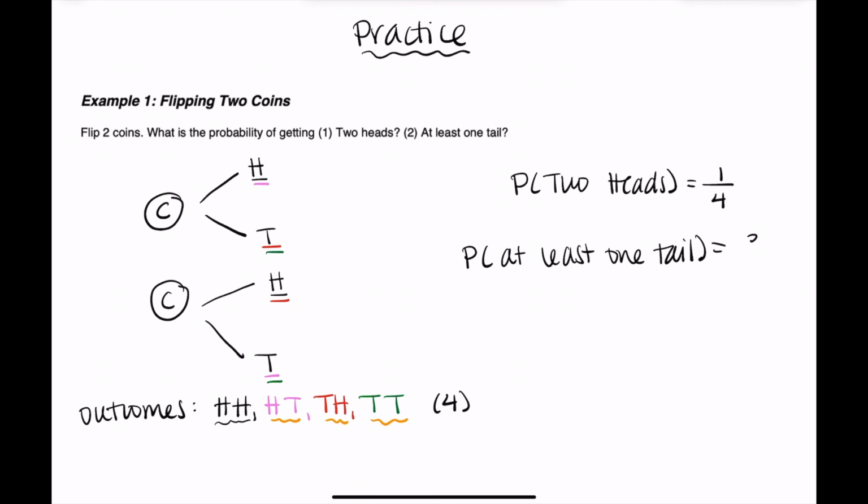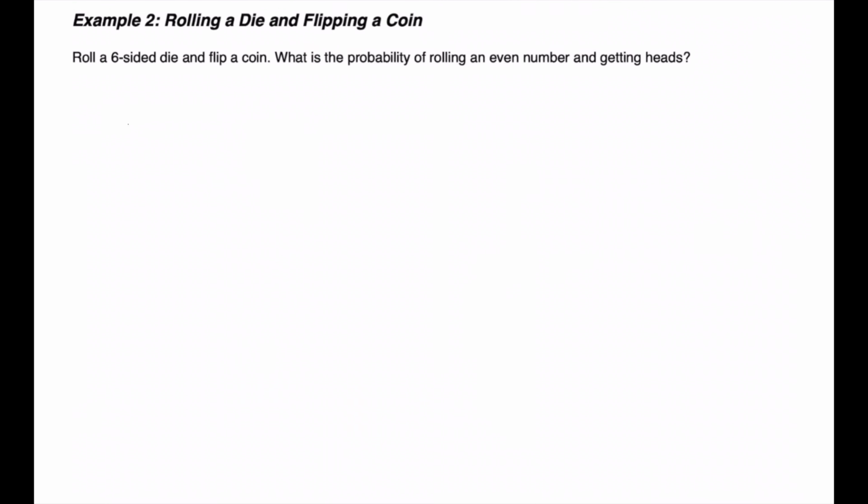So the probability of getting two heads would be 1 out of our 4 outcomes. And the probability of getting at least one tail, there's 3 options for that, right? Heads, tails has a tail, tails, heads has a tail, and tails, tails has a tail. So the probability of getting at least one tail would be 3 out of 4. So that wraps up our first example. We'll do quite a few more just to make sure we're comfortable with this concept.